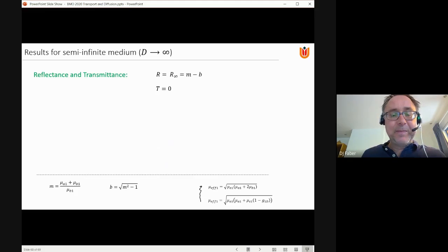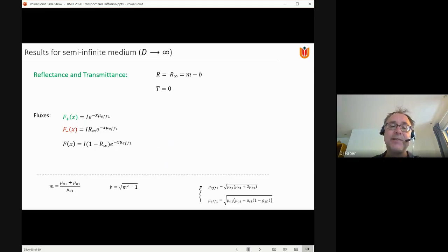And that's actually quite a useful model medium if we want to do some calculations at times. So make the tissue really semi-infinitely thick, so d goes to infinity. Then for the reflectance and transmission, we have that the reflectance becomes this limiting value, m minus b. Below the dotted line, you can see how m and b depend on optical properties, and the transmission is going to be 0.